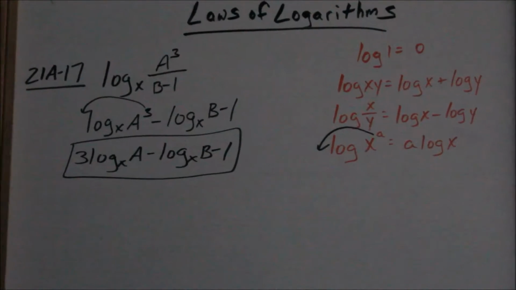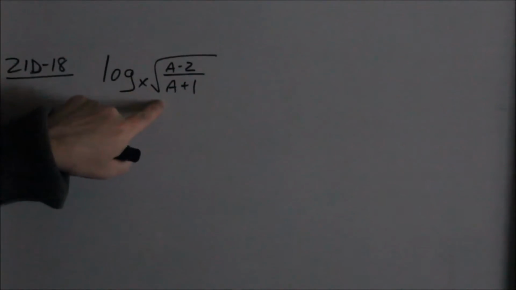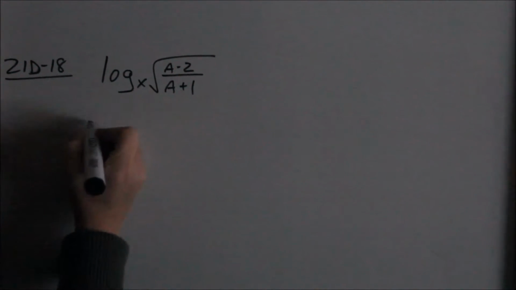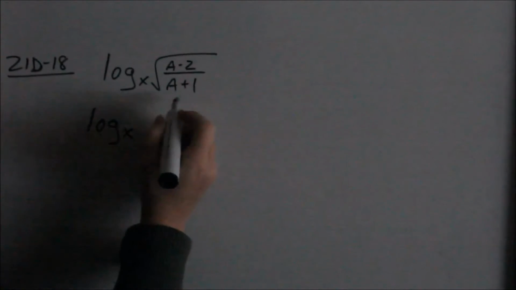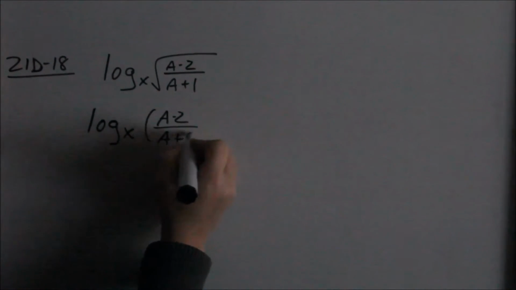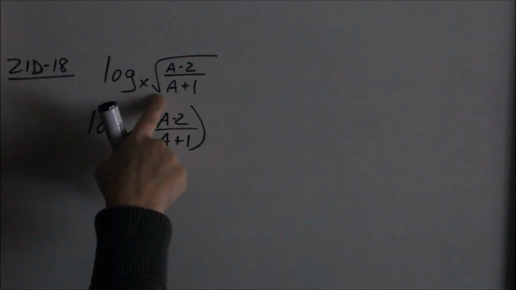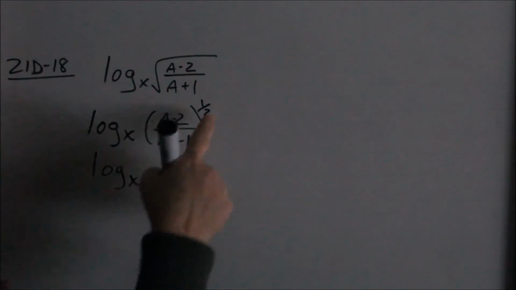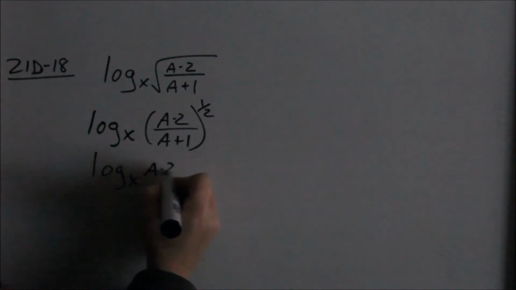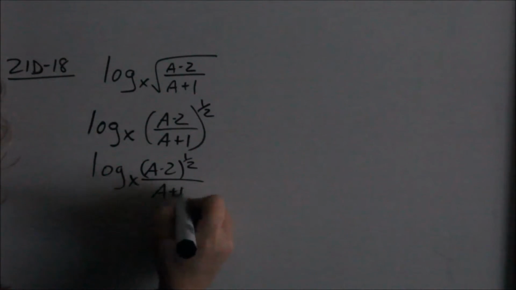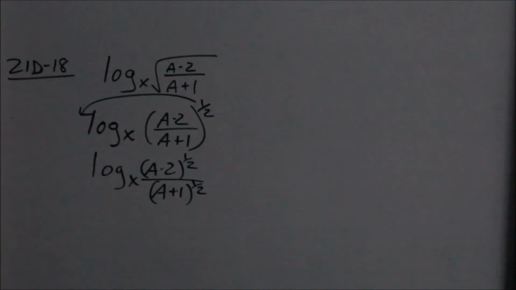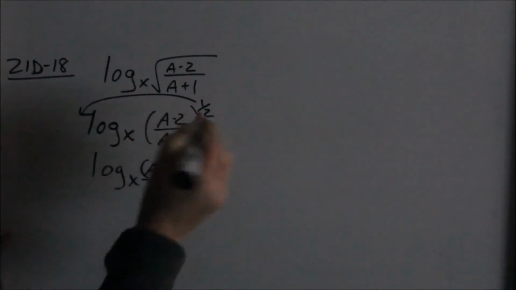Now looking at 21d18, rewriting this, log of base x of the square root of a minus 2 over a plus 1. The best thing to do is to rewrite the square root as a fractional exponent. So log of base x of a minus 2 over a plus 1, square root. Another way to write square root in fractional exponent is to the 1/2. So that's all to the 1/2. That's the same thing as square root of the whole thing. So what I'm going to do now is rewrite this. If I want everything to the 1/2, then that means I can do the numerator to the 1/2 as well as the denominator to the 1/2. Or you can go ahead and take this 1/2 and put it in front like that. Either way.